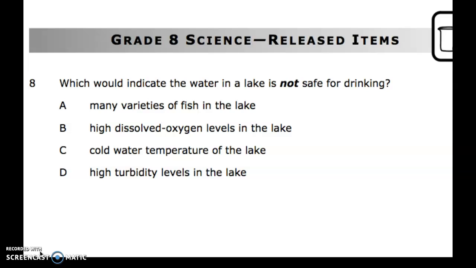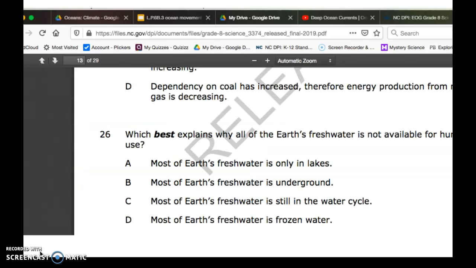Let's see if D is correct. It says high turbidity levels in the lake. That is true. We know the higher the turbidity, the worse off the water is, the less healthy or pure or clean the water is.